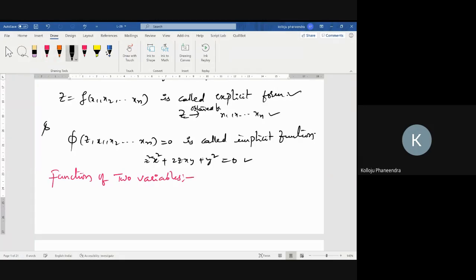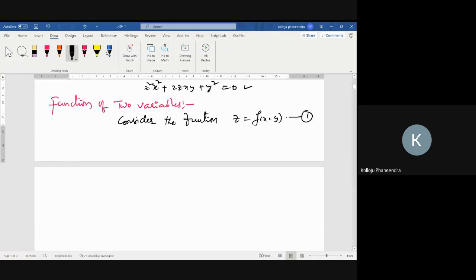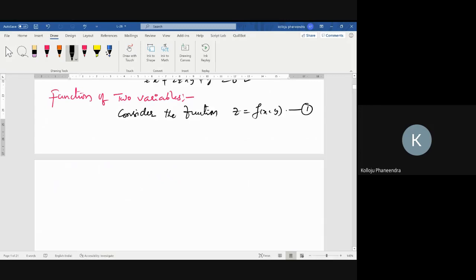Function of two variables. What is this? What is a function of two variables? Consider the function Z equal to f of x comma y. Take this one. Then here, domain and the range.